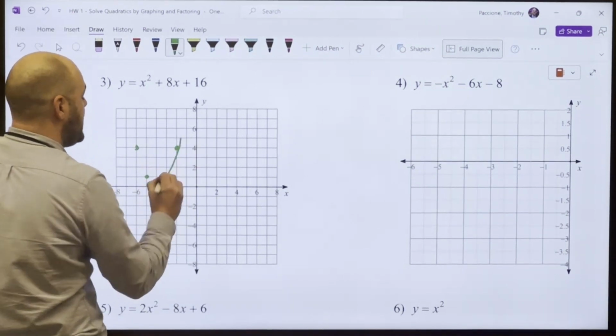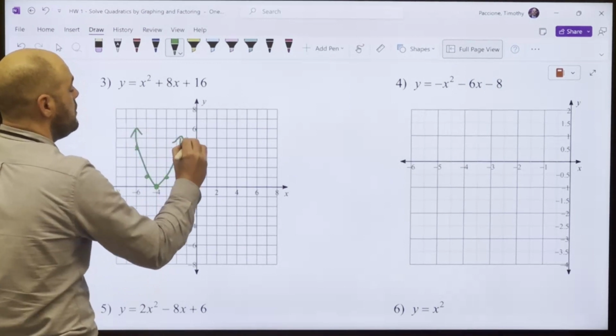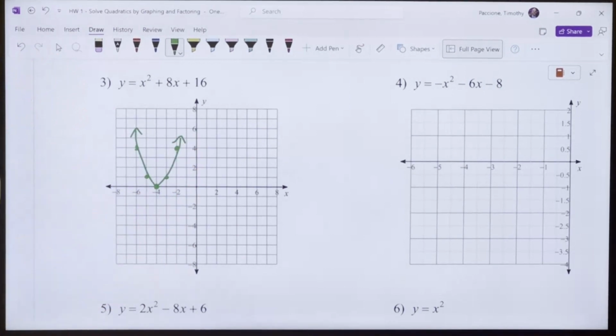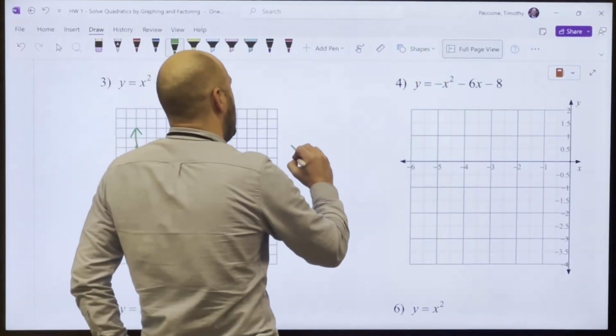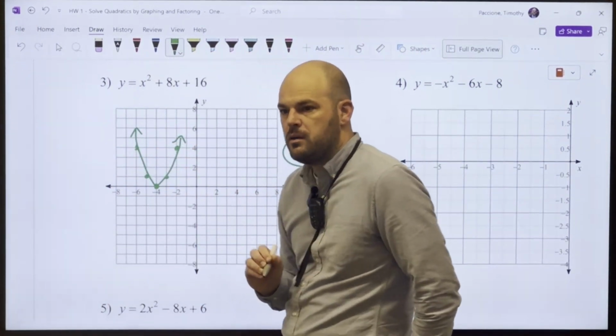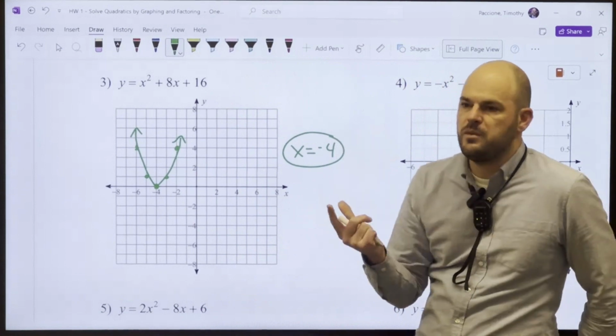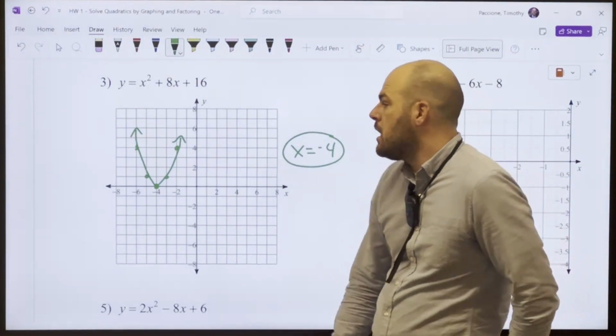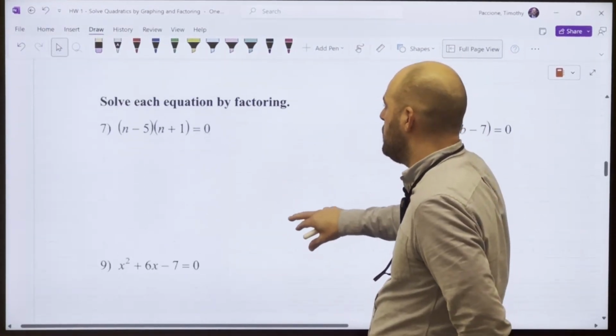And then if it's asking you for your solution here, well, there's only one. There's only one x-intercept. So the answer would be x equals negative 4. That would be your answer. Okay? But the other stuff is from the last unit. Okay? All right. On the back, what would we like to see?